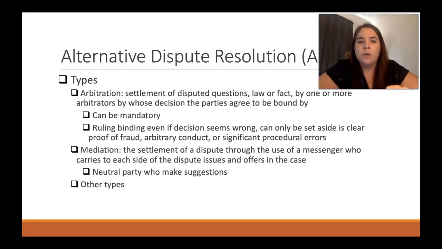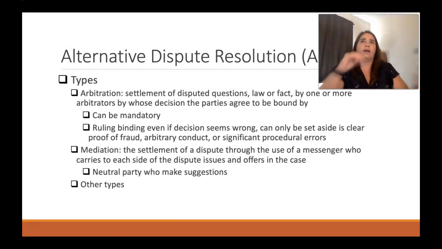So arbitration will assist you in settling disputed questions of fact or law. And under arbitration, the parties agree to be bound by arbitration. It can be mandatory based on a contractual obligation or under the law, depending on what your case is about and where it came from. The only way that a decision by an arbiter can be overturned is if there's been fraud, the conduct or the decision-making was arbitrary, or there were significant procedural errors.